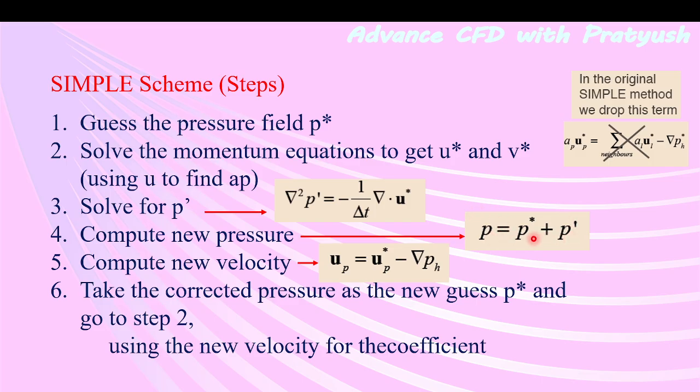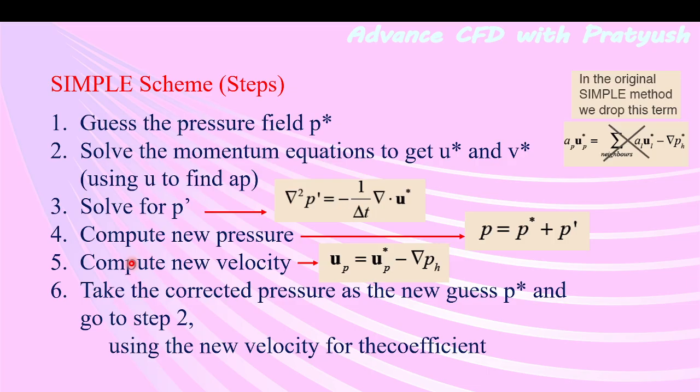Using this pressure correction step, we correct our pressure. So this p dash will be added to the p star, and it gives the corrected pressure. Using the corrected pressure, we calculate the corrected new velocity. Again, this corrected pressure we take as the new guess, and we go back to the second step, and we iterate this until we find the accurate solution. And in a numerical or iteration method, what does accurate mean?